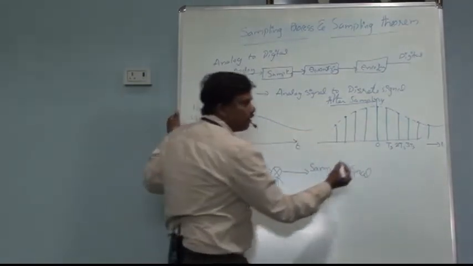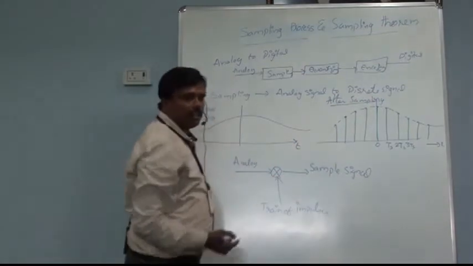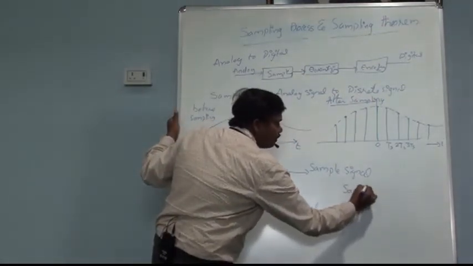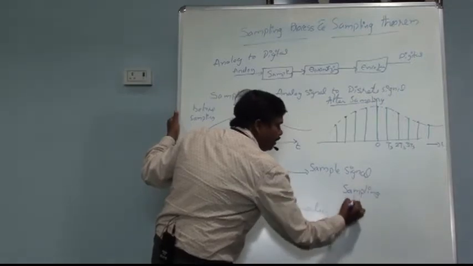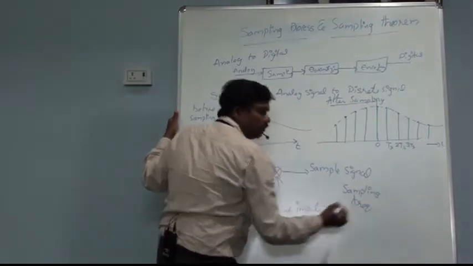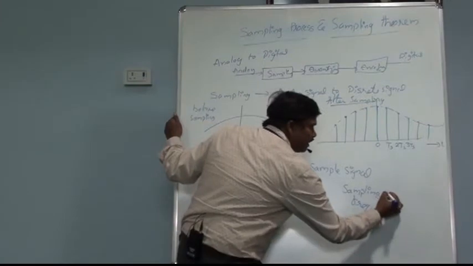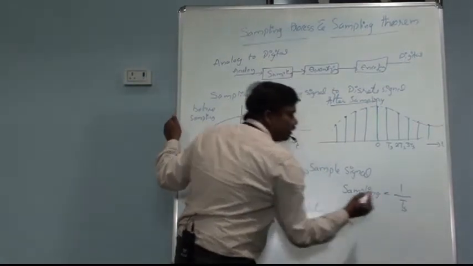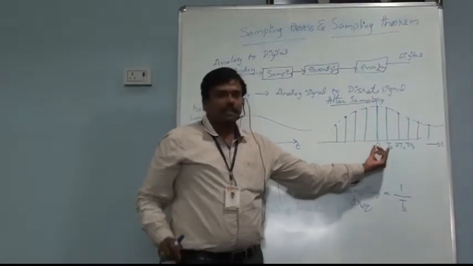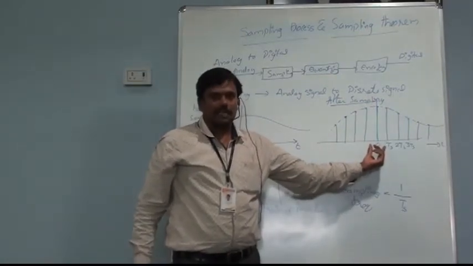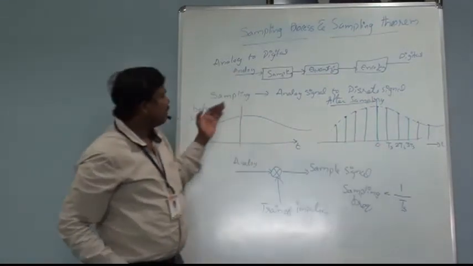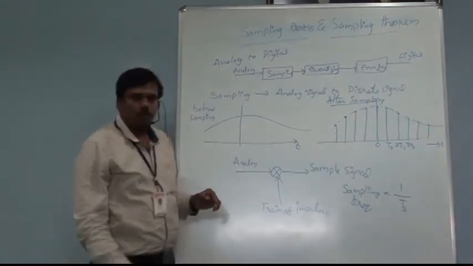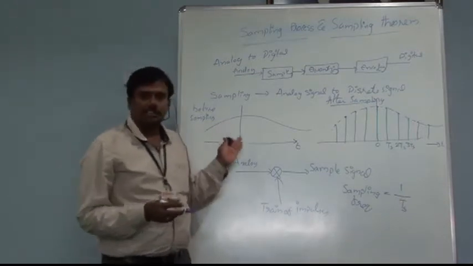Now here we can define a parameter named sampling frequency, and this sampling frequency value is equal to 1 divided by Ts. That is nothing but the interval at which you are collecting the data, and this is the thing of sampling process. Now, but why is it important?